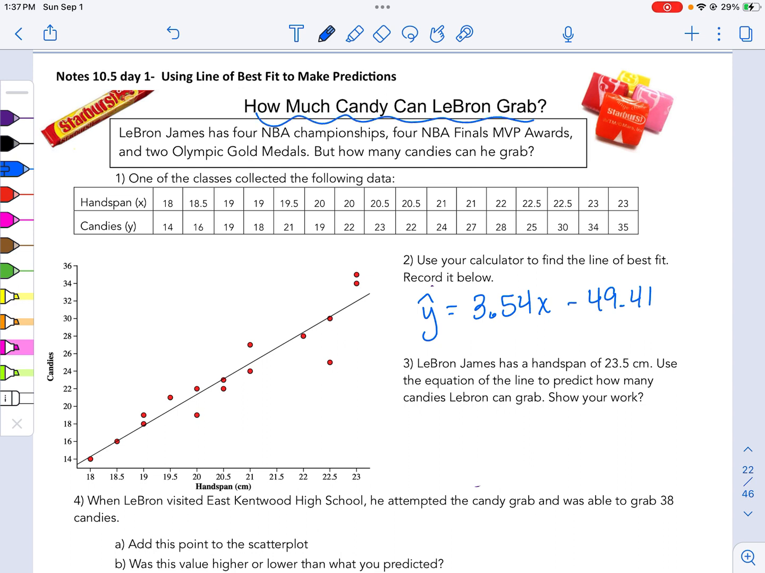All right, so what we're going to look at, and the question it says here is, how much candy can LeBron grab? So if LeBron James came to our classroom, which would be kind of cool, and he put his hand into the candy bin or candy bowl, what would he be able to grab?